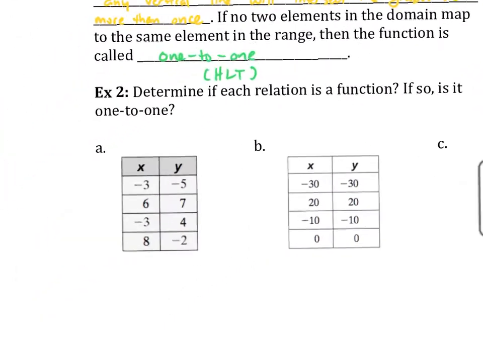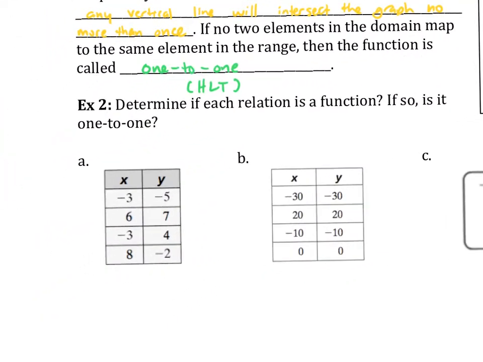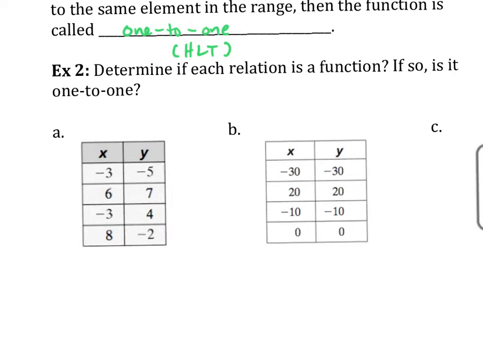Okay, so let's take a gander here. Determine if each relation is a function. If so, is it one-to-one? So let's see here. The negative 3 maps to a negative 5. The 6 maps to a 7. But the negative 3 here maps to a different number. So it's an inconsistent situation. So here it is not a function. And why is that the case? In a mapping diagram, we can see that the negative 3 maps to a negative 5, but also maps to a 4. So it's the split here that causes it to be inconsistent.